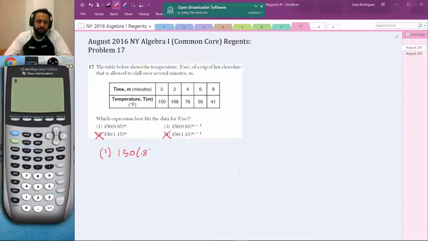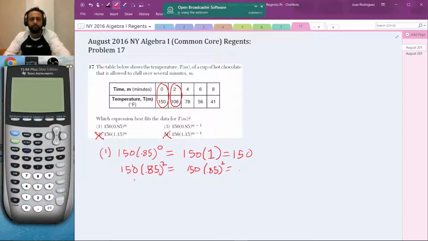150 times 0.85 to the 0. So if M equals 0, we're going to test this situation: 150 times 0.85 to the 0. Any number to the 0th power is equal to 1. So 150 times 1 is 150, which fits the first entry nicely. Let's test this one over here: 150 times 0.85 to the 1, I'm sorry, to the 2. Sorry, that was just a quick error.